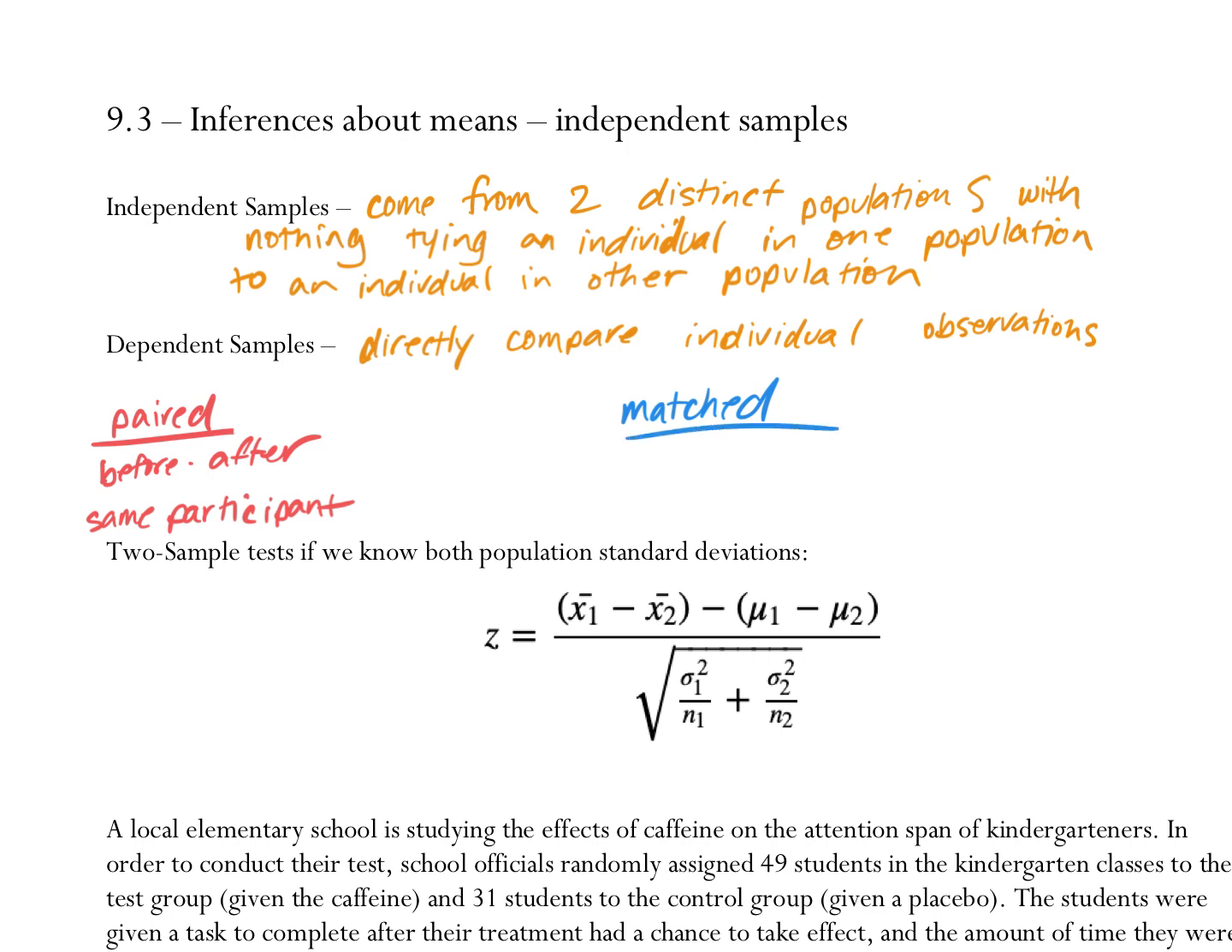Matched data is linked, but not the same participant, essentially. For example, if we wanted to compare the heights of children to their parents, there's something that links them, but they're not the same person. Twin studies would be an example. And whether something is an independent sample or a dependent sample influences how we do the test of significance or our confidence interval. So, let's look at this one first.